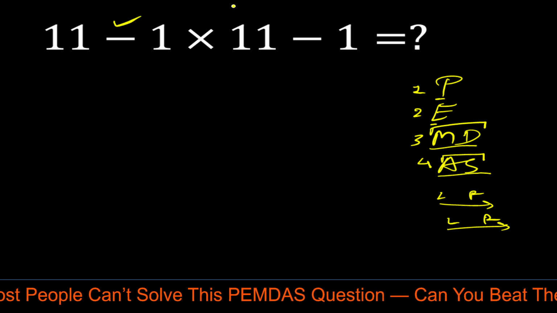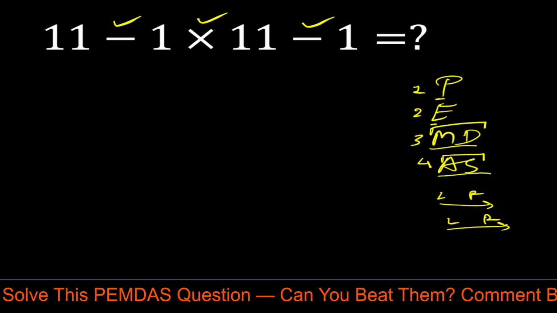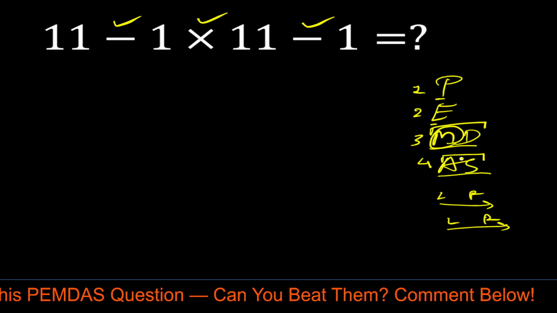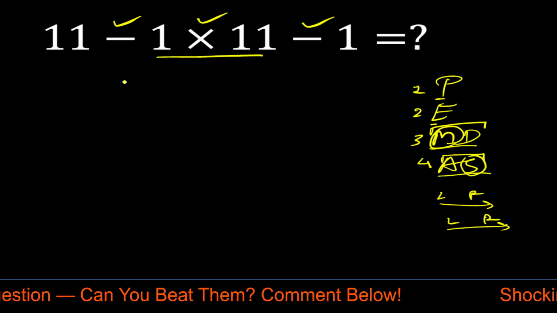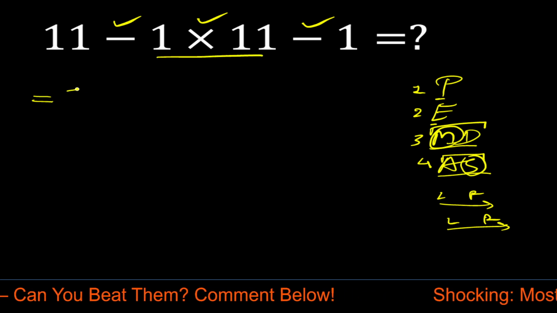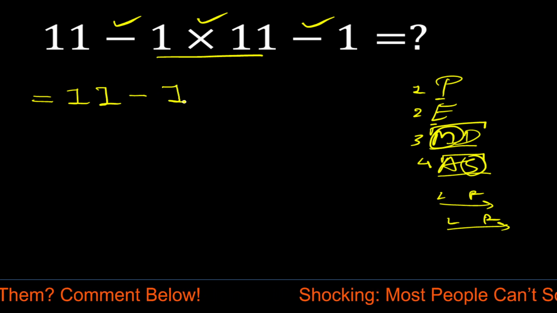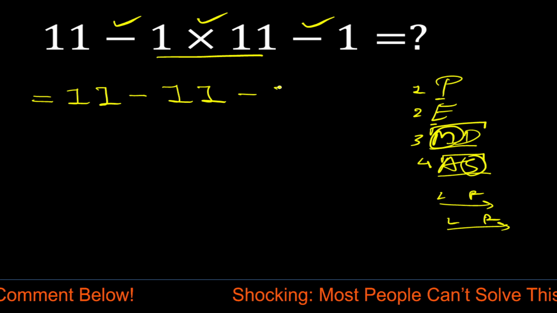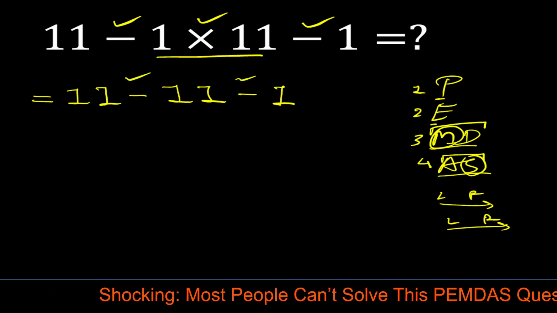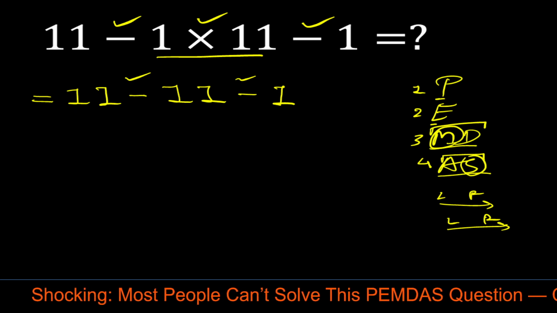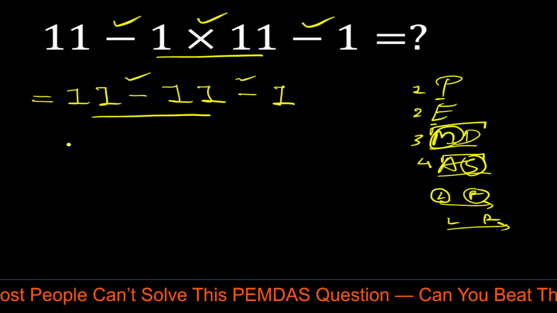So in this question, here we have subtraction, here multiplication, and here subtraction. According to the PEMDAS rule, first we have to solve multiplication, then we have to solve subtraction, right? So first we have to solve this multiplication. Now 11 minus, 1 times 11 is equal to 11, so 11 minus 11 minus 1, right? Now here we have subtraction and here subtraction, and both have equal priority, so we have to solve from left to right. So first we have to solve this subtraction.